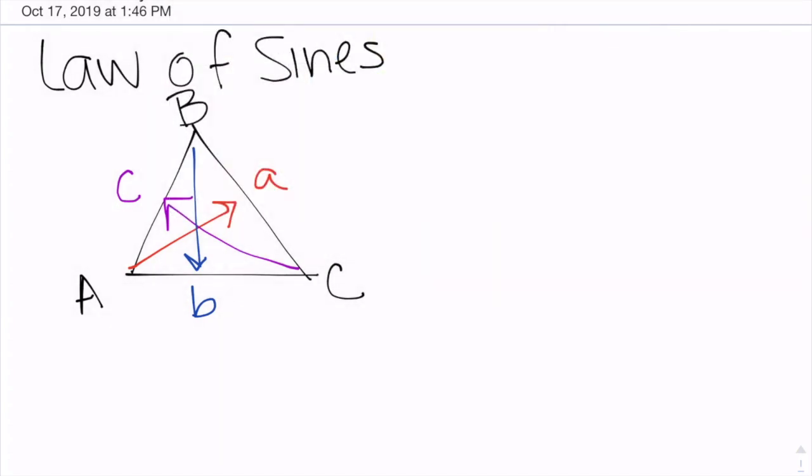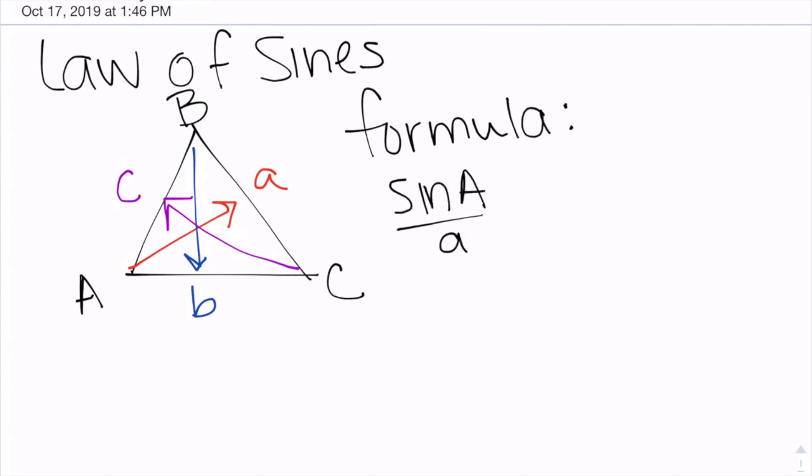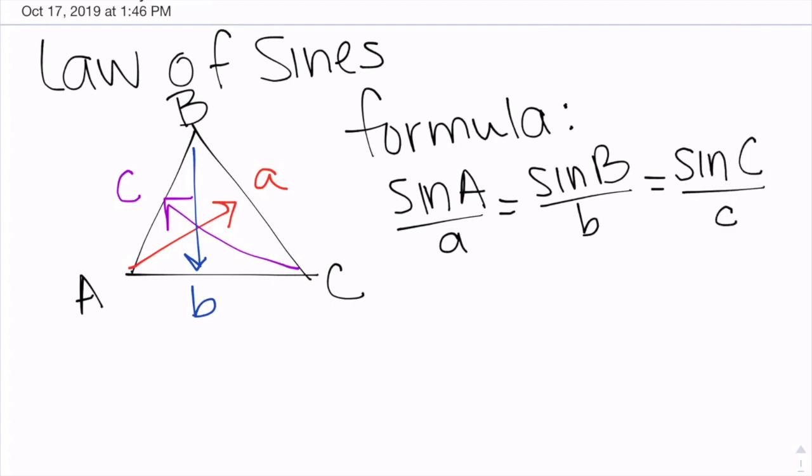And so the formula for law of sines is if you have sine of angle A over A, that's going to be equal to sine of angle B over side B, which is also equal to sine of angle C over side C. And so you just want to make a note that at any given time, you're only going to be using two of these at a time.